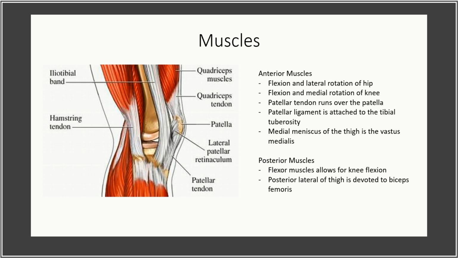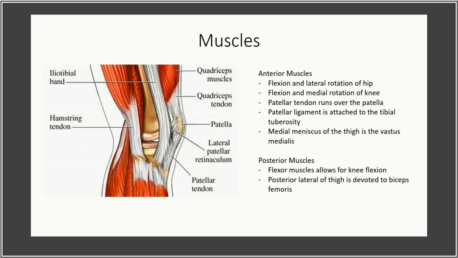The muscles inside the knee. There is the iliotibial band, the hamstring tendon, quadriceps muscles, quadriceps tendons, patella, lateral patella retinaculum, and patellar tendon. With the anterior muscles, flexion and lateral rotation of the hip, flexion and medial rotation of knee.